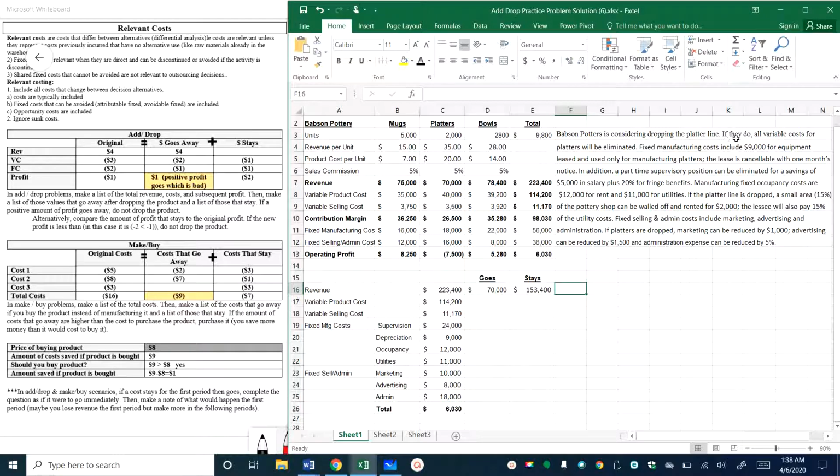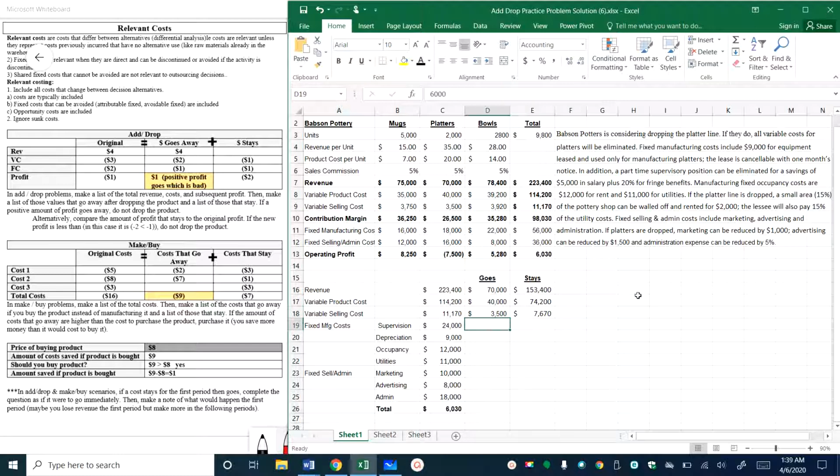Then variable product costs, variable selling costs. It says that variable costs will all be eliminated. Therefore, we can assume that all of these variable costs and the selling costs will go away. Because those leave, this amount of the total variable and selling costs will stay. So far, this is everything that leaves if we drop the platters, and this is everything that stays.